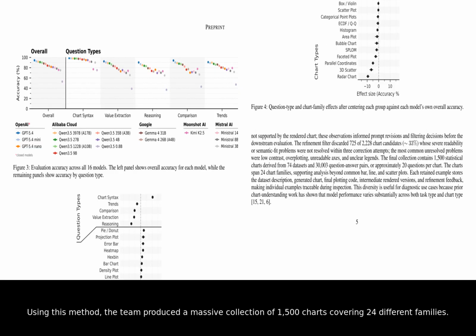Using this method, the team produced a massive collection of 1,500 charts covering 24 different families. They then tested 16 of the world's most powerful AI models to see how well they could read these images. The graphs here show that while models are getting very good at simple tasks, they still have room to grow. For instance, most models have almost perfect scores when it comes to understanding basic chart labels and titles.